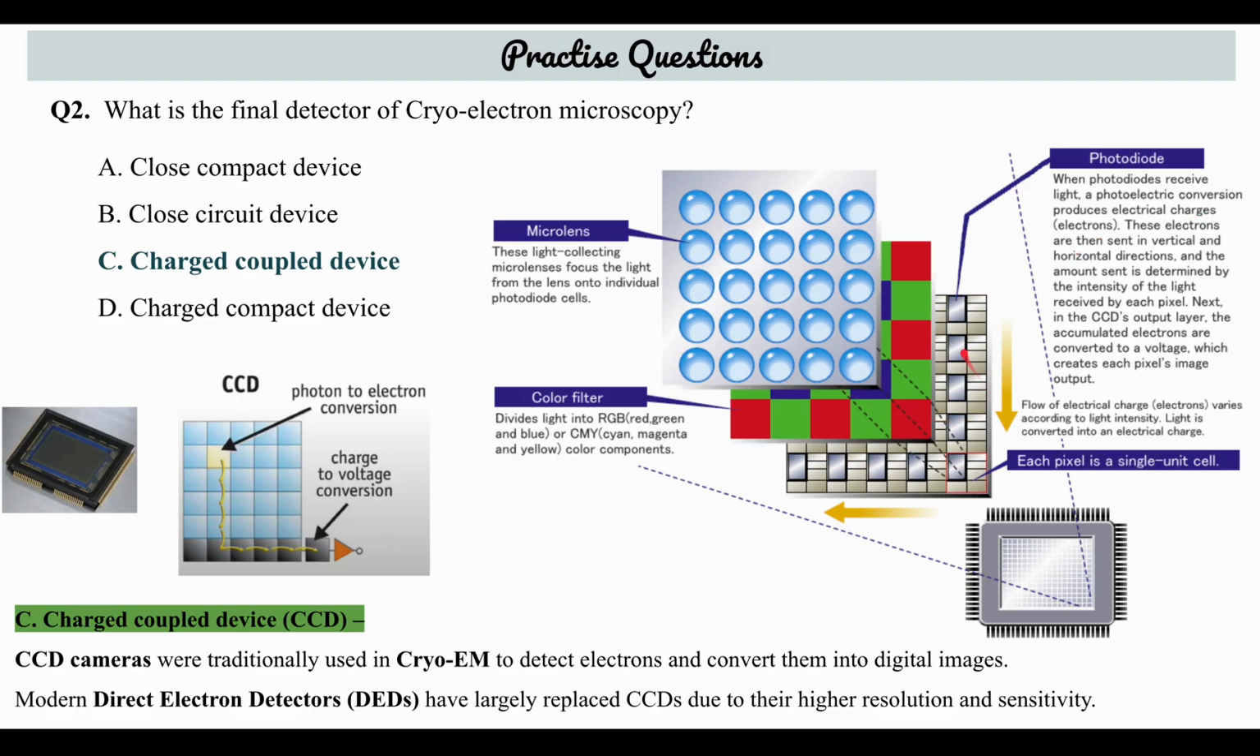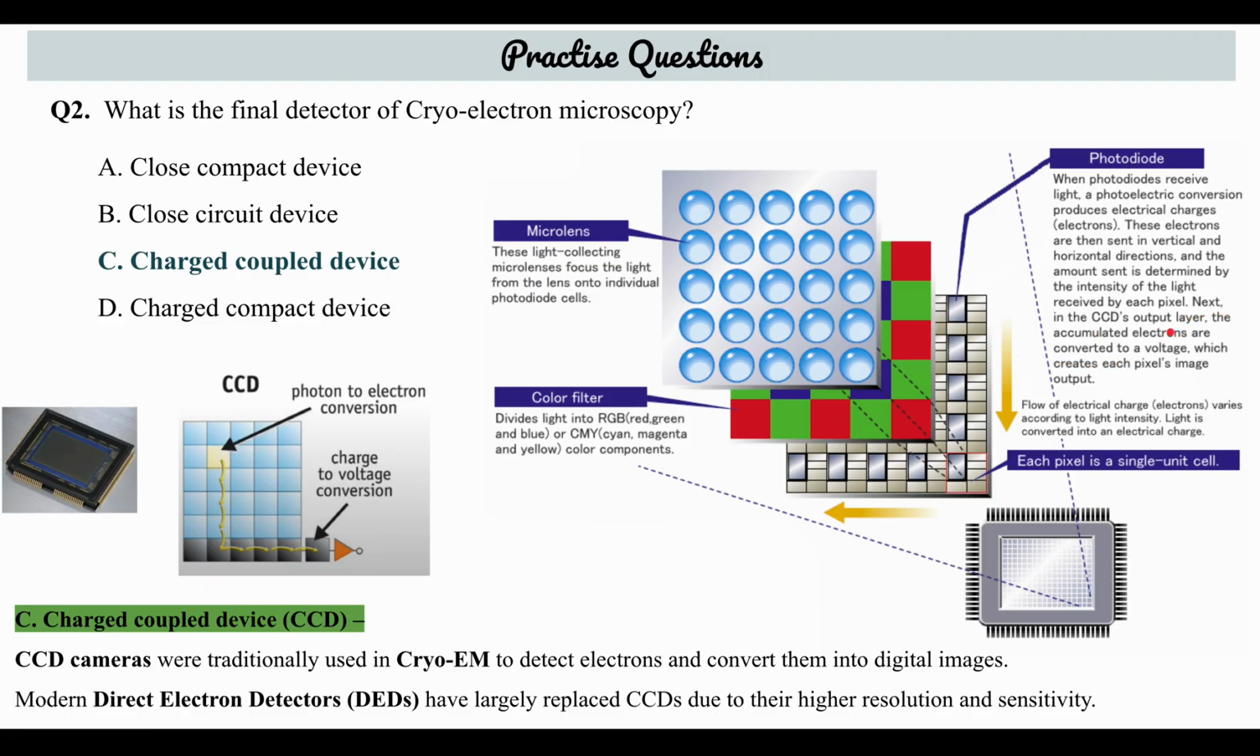So in all of them, scintillator is converting electrons to photons, and those light photons will pass through this microlens and color filter, and they will ultimately reach the photodiode, which will convert that light into electrical charges or electrons. These electrons are then sent in vertical and horizontal directions, and the amount sent is determined by the intensity of light received by each pixel.